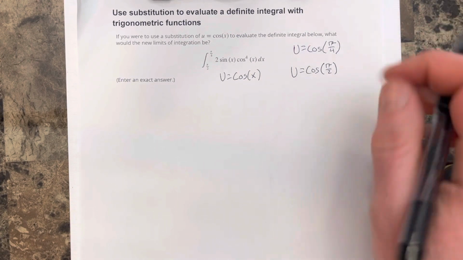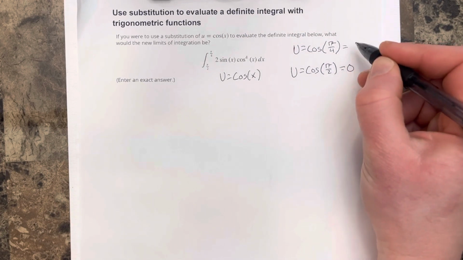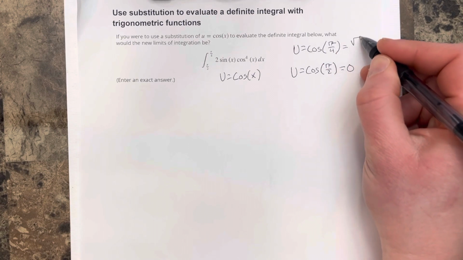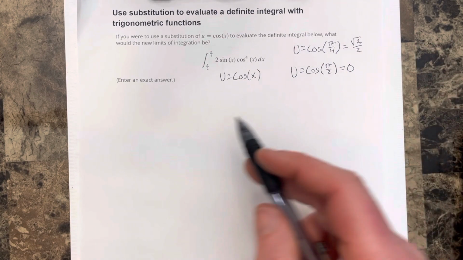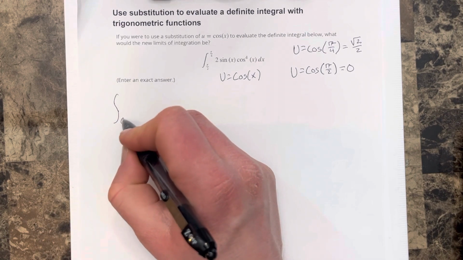So when we do cosine of pi over 2, that is 0. So u would be 0. And we do cosine of pi over 4. Cosine of pi over 4 is root 2 over 2. So when we rewrite this integral, we would say integral from 0 to root 2 over 2.